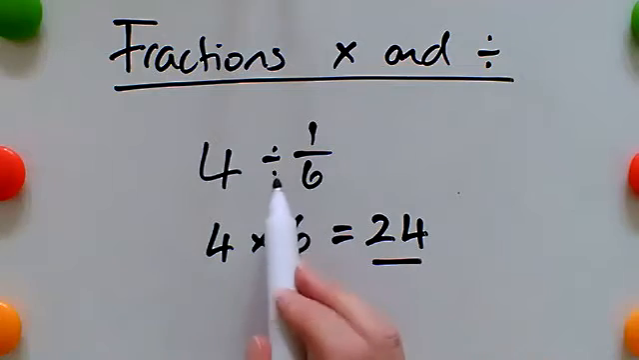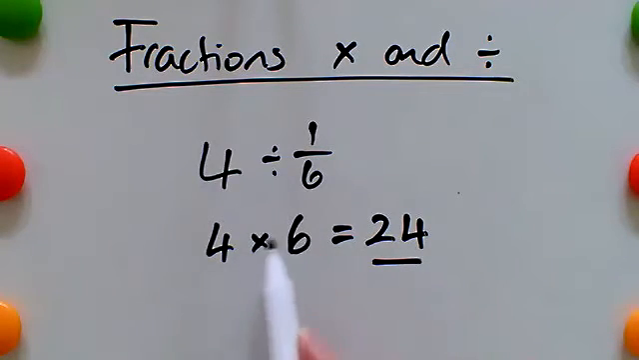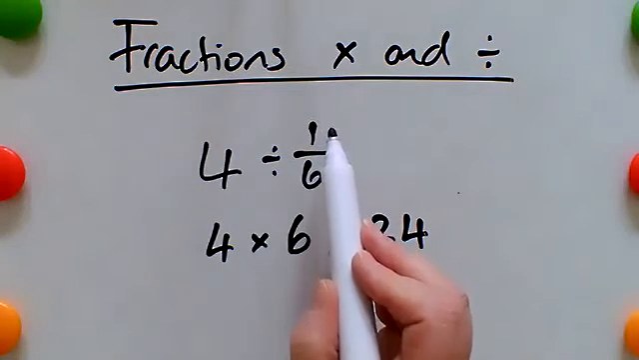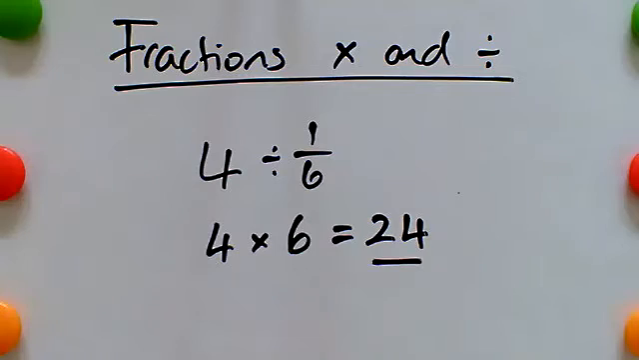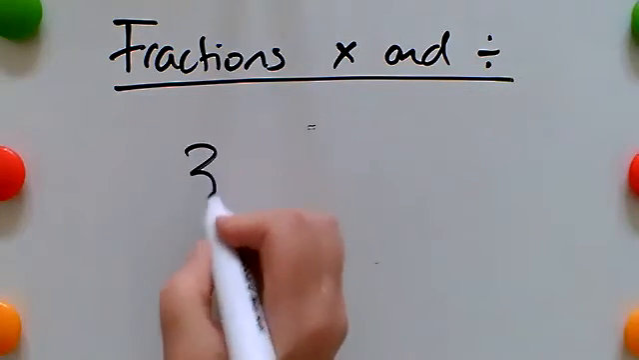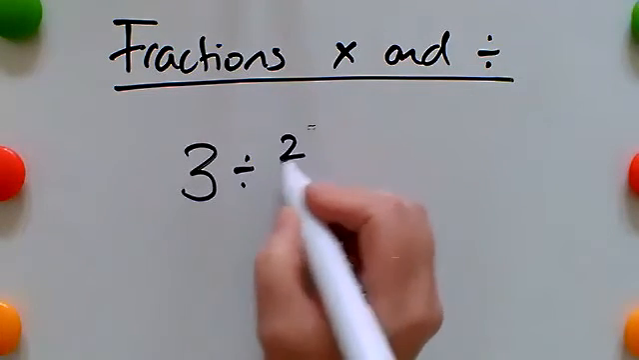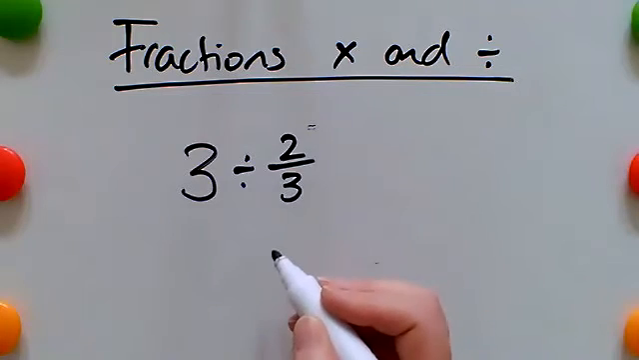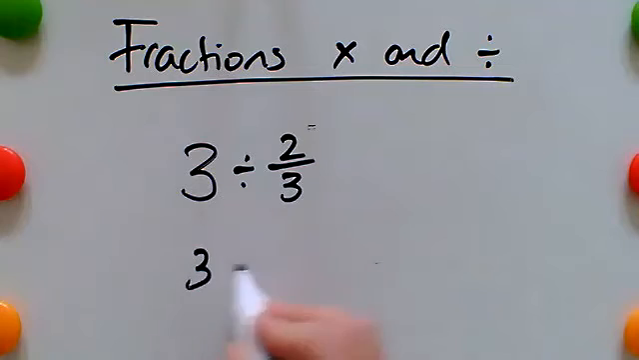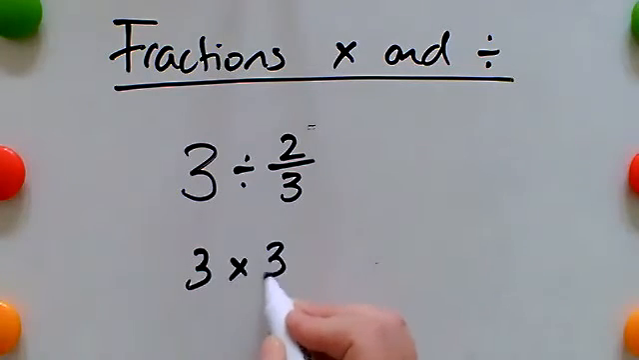So essentially, when we're doing a division, actually we don't do a division, we turn it into a multiplication. And that's all well and good if the numerator is 1. I'll just show you what we would do if we didn't have a numerator of 1. If I had something like 3, let's do 3 divided by 2/3. Now, if this was 3 divided by 1/3, I would multiply by 3.